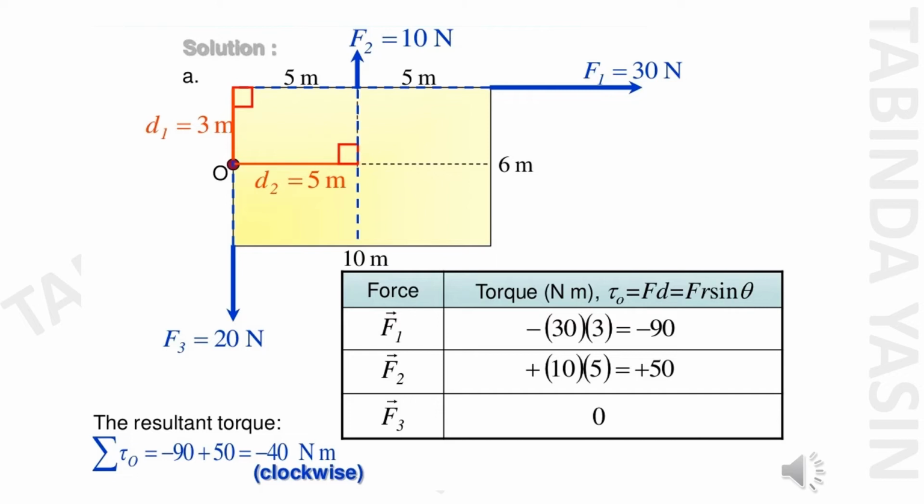is equal to minus 90. F2 is equal to positive 10 into 5, that is plus 50, and F3 is equal to 0. The resultant of the torque is minus 90 plus 50, that is minus 40 Newton meter, and that torque is in the clockwise direction.